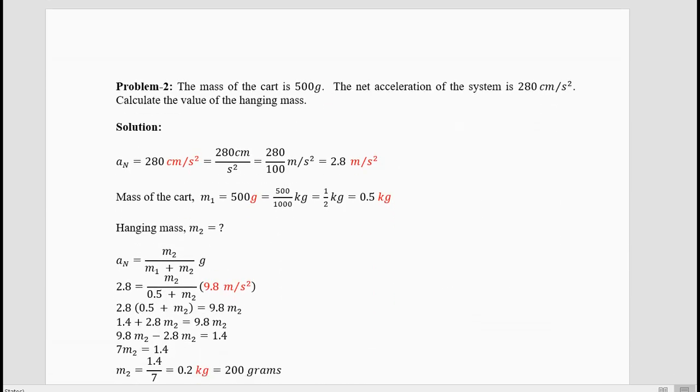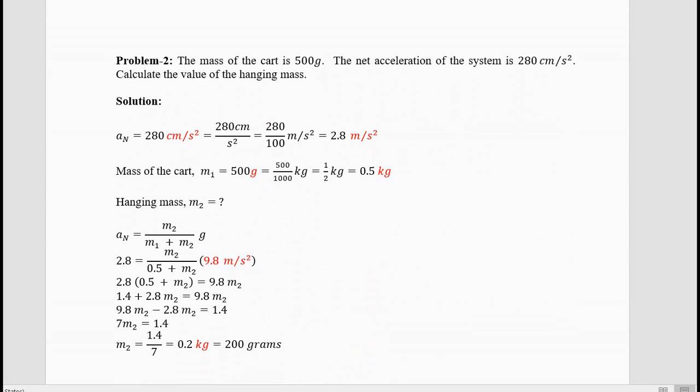Now problem 2. The mass of the cart is 500 gram. The net acceleration of the system is 280 centimeters per second square. Look, it is centimeters, not meters. Calculate the value of the hanging mass. an equal to 280 centimeters per second square. 280 divided by 100, you will get 2.8 meters per second square. Now the mass of the cart is m1 equal to 500 gram. 500 by 1000 is half kg, which is 0.5 kg.